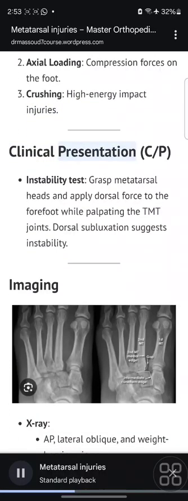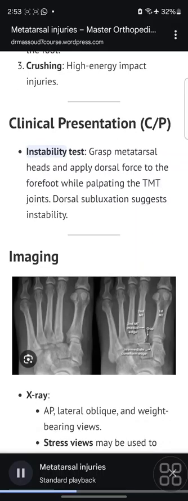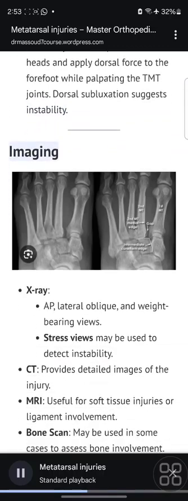Clinical presentation. Instability test. Grasp metatarsal heads and apply dorsal force to the forefoot while palpating the TMT joints. Dorsal subluxation suggests instability.